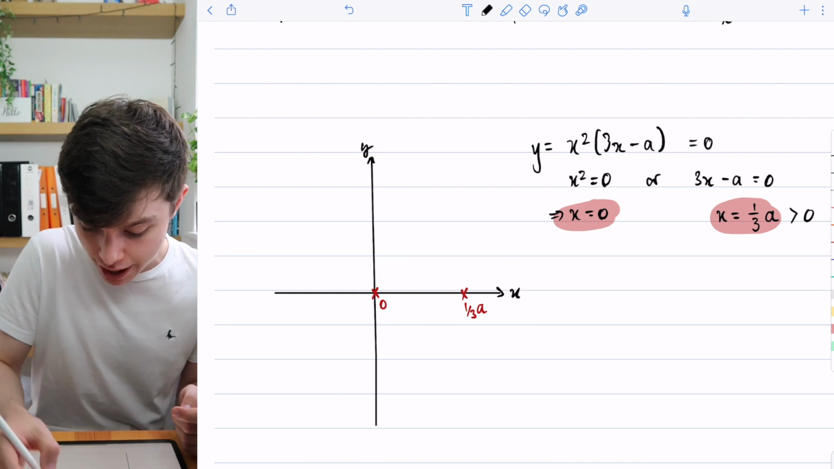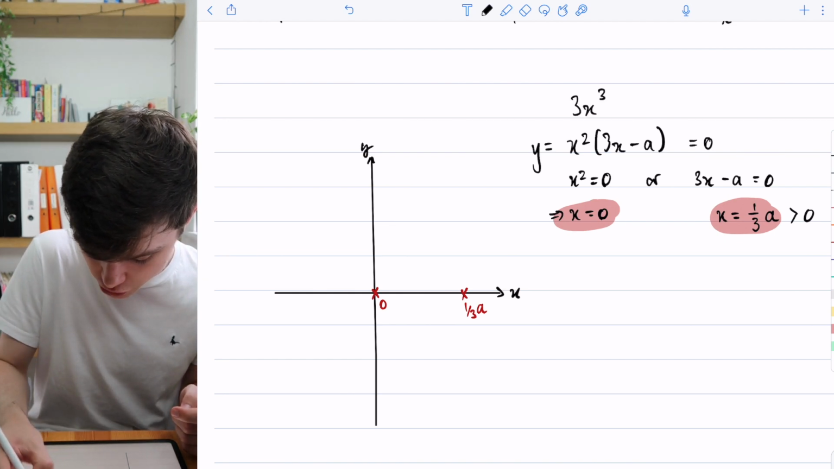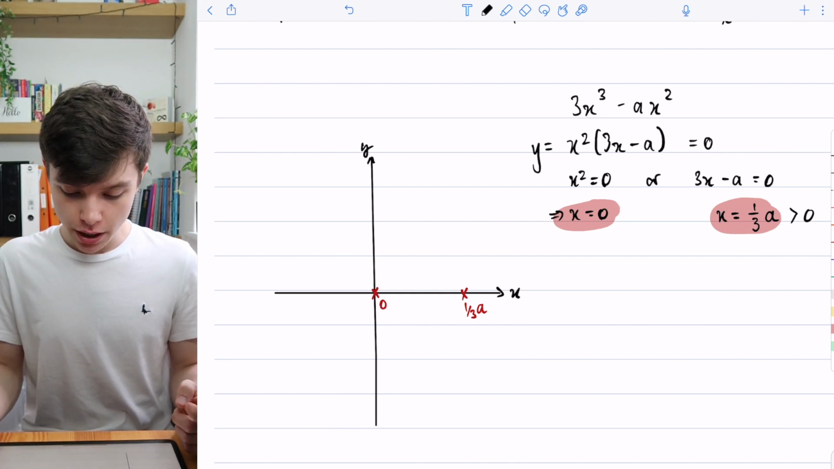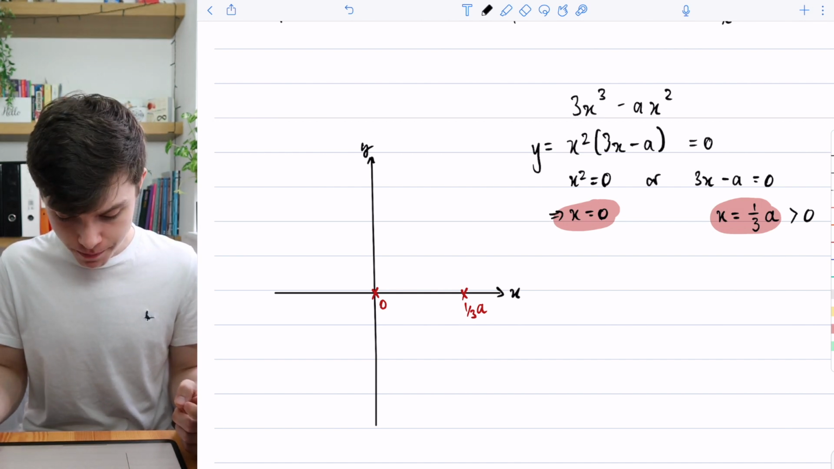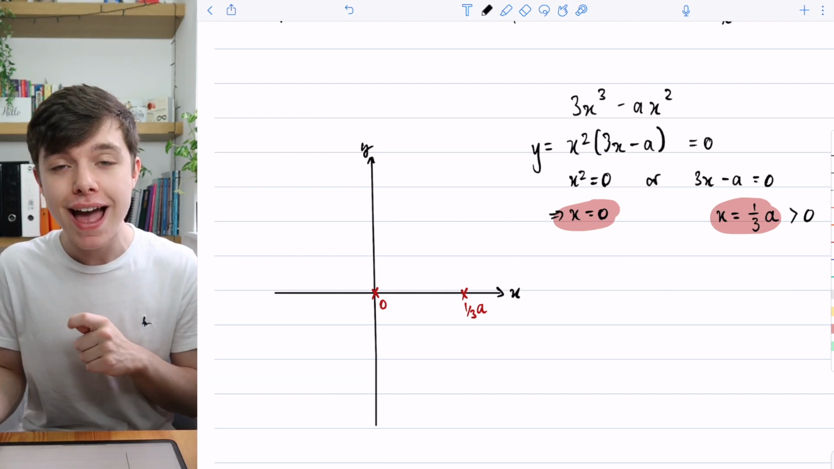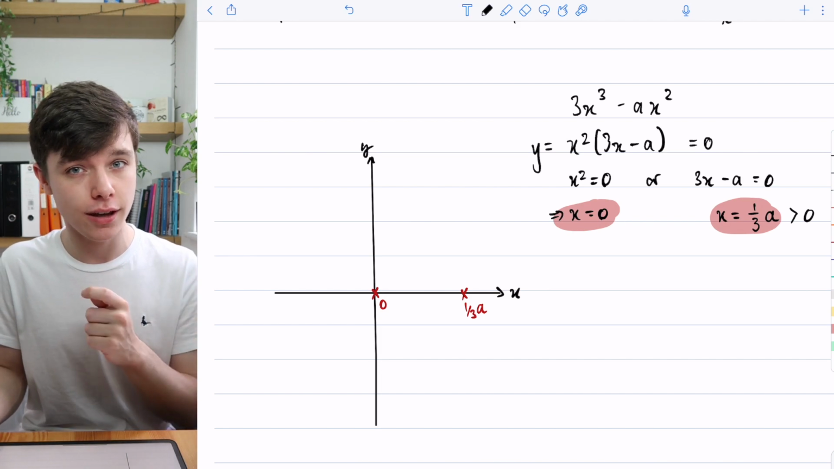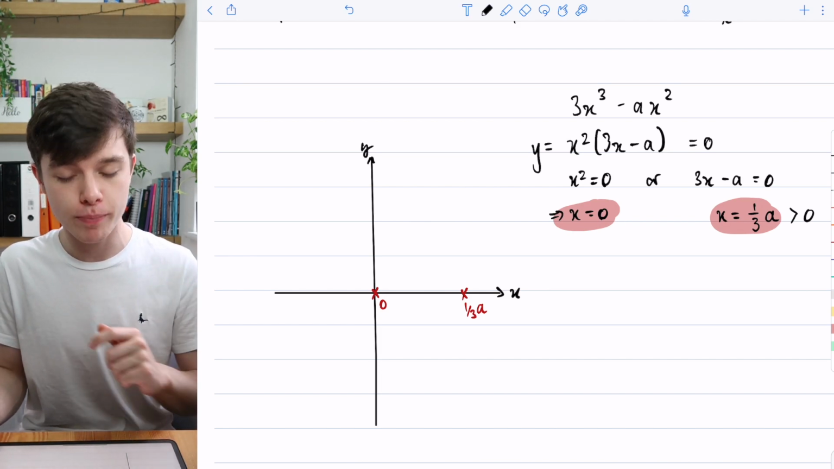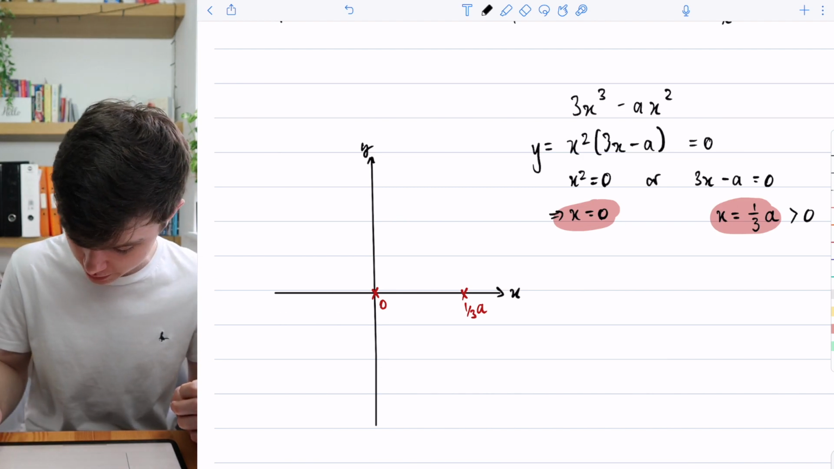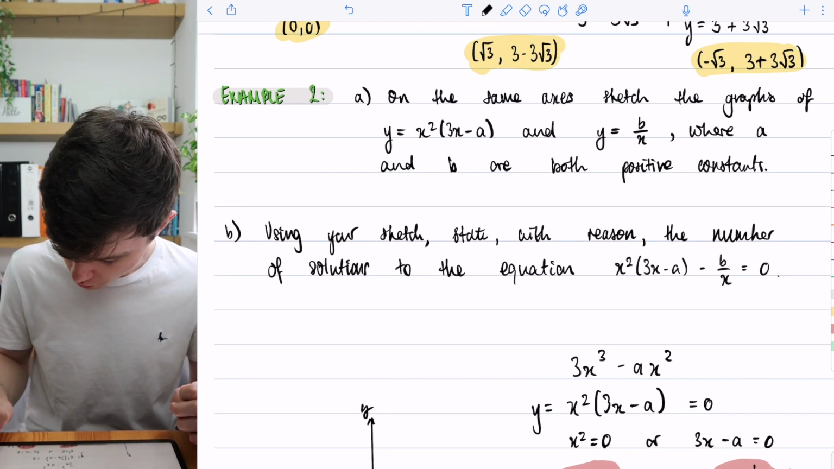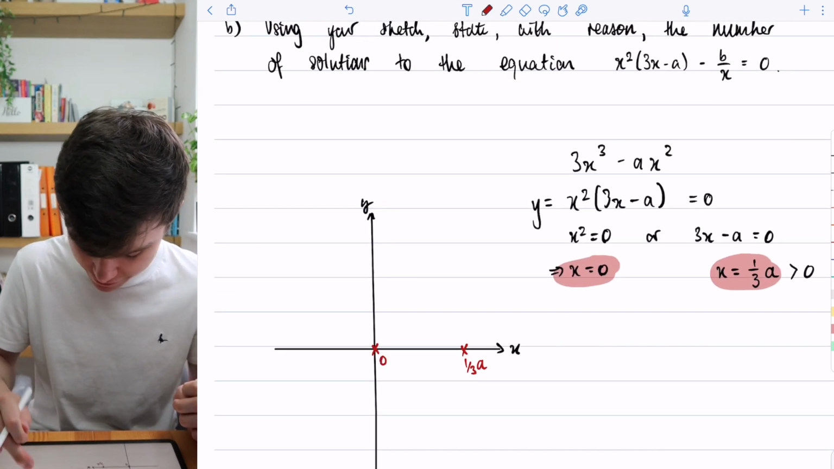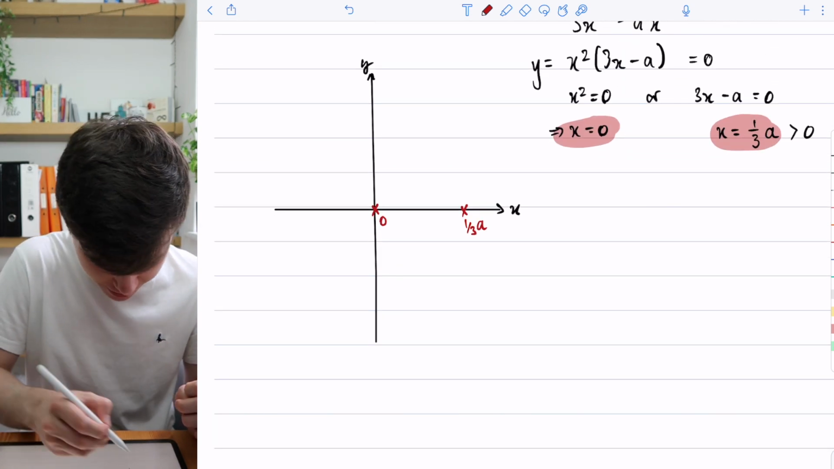If we expand the brackets, we'll have 3x cubed minus ax squared. Looking at the highest power, it's a cube, so it's going to be a cubic graph, and it's positive, it's 3x cubed, so it's going to look like a positive cubic graph. What I'll do is highlight that in red and draw the graph in red. It's going to look something like this.